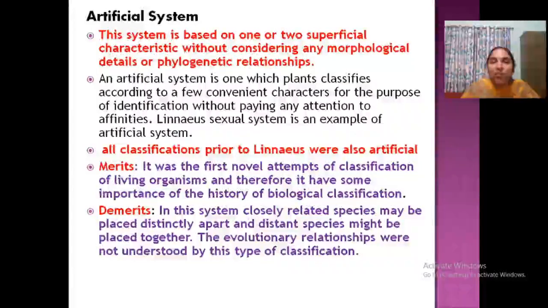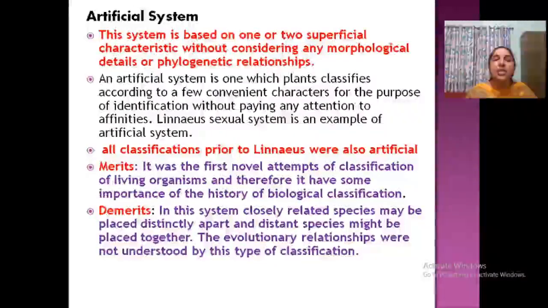But in an artificial system, just one or two characters are considered for classifying plants. So, that is the artificial system. Plants are classified according to their own convenient characters. One example is the Linnaeus system. Carolus Linnaeus is considered the father of plant taxonomy. Linnaeus' sexual system is an example of an artificial system. So, all classification before Linnaeus is artificial.